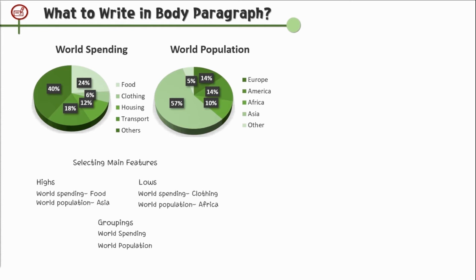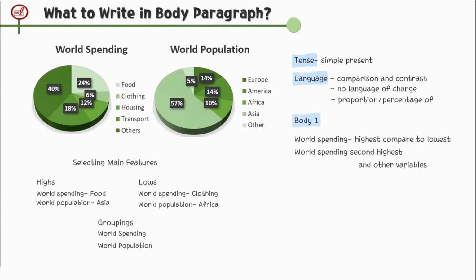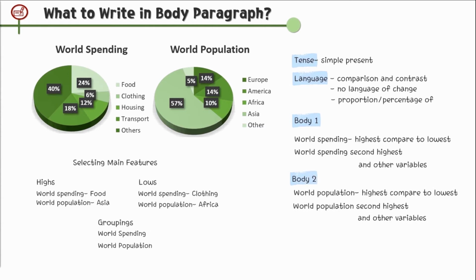Now, let us add that in our plan. The tense will be present simple tense, as there are no given years. Then the language that we will be using will focus on comparison and contrast and proportion. And we will not use language of change. Body 1 will discuss world spending, highest compared to lowest, and world spending second highest and another variable. In Body 2, the paragraph will describe world population, highest compared to lowest, and world population second highest and other variables.